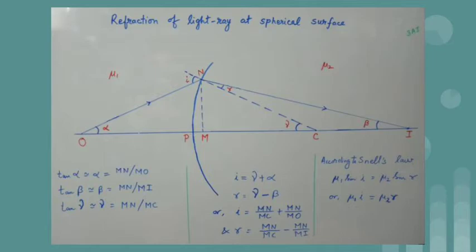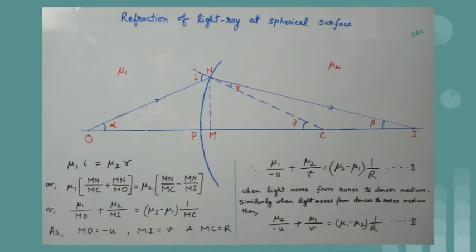According to Snell's law, mu1 sin i is equal to mu2 sin r, or simply mu1 i is equal to mu2 r, as angles are small. Substituting values of i and r here, the relation becomes mu1 times (Mn by Mc plus Mn by Mo) is equal to mu2 times (Mn by Mc minus Mn by Mi). Mn being common is eliminated, and rearranging the terms, the relation becomes mu1 by Mo plus mu2 by Mi is equal to (mu2 minus mu1) times 1 by Mc.